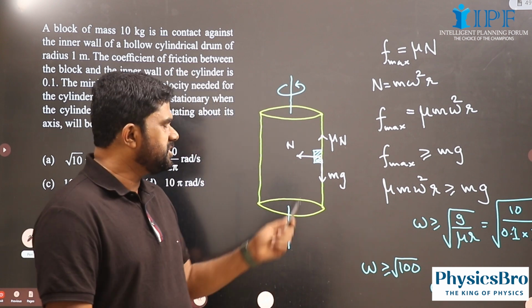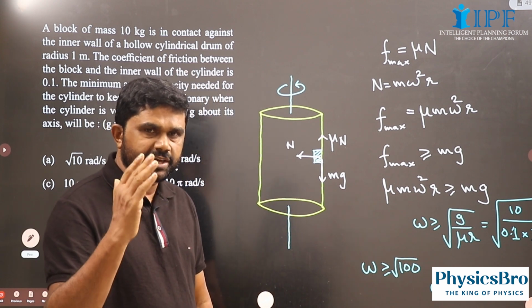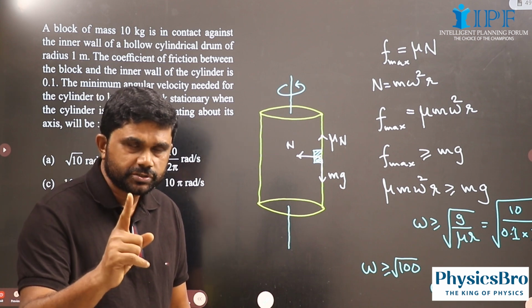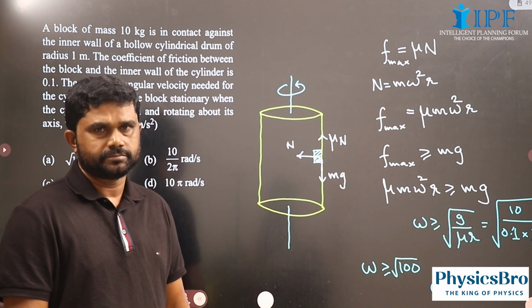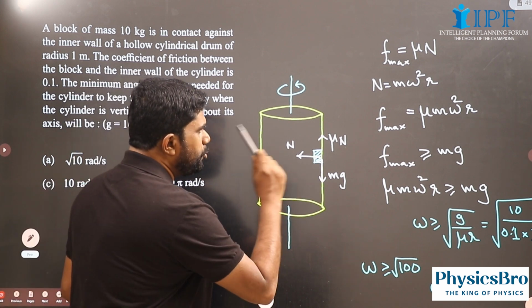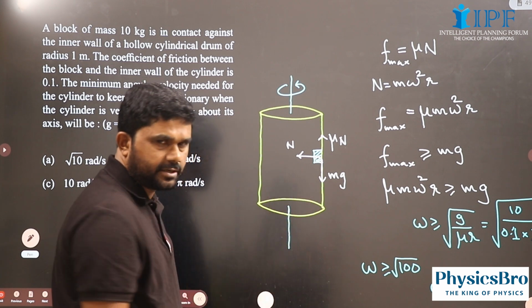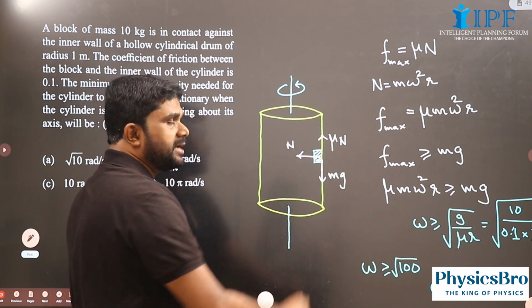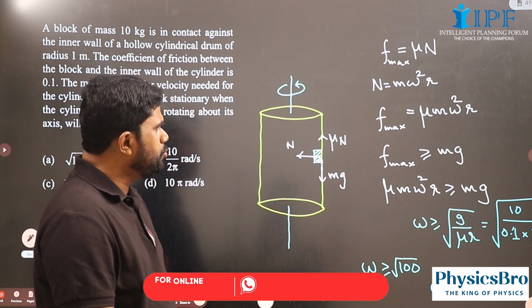Okay, see the block is here. As the cylinder rotates, the block will be moving in a circle. So there must be a resultant force acting on the block directed towards the center of the circle. Okay, here the block will be moving like this. So the resultant force must be towards the center. Here that force is the normal reaction exerted by the cylindrical wall.